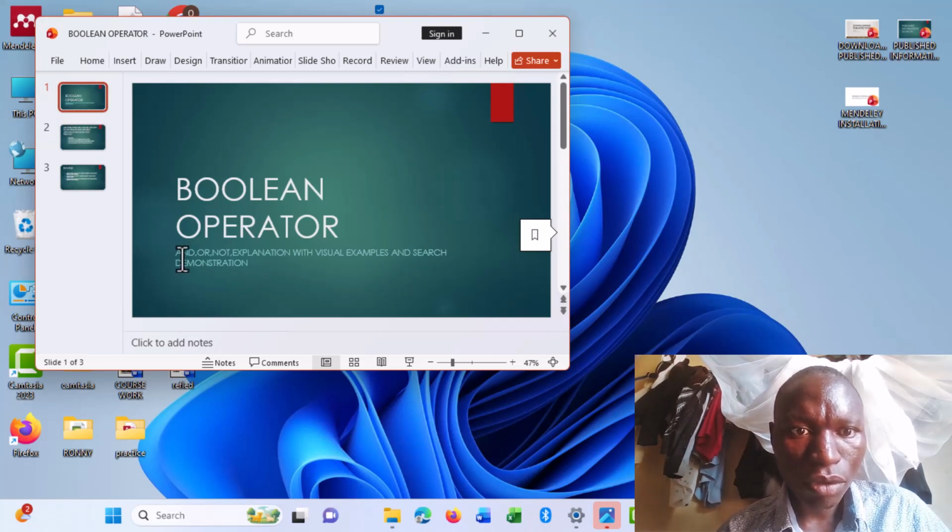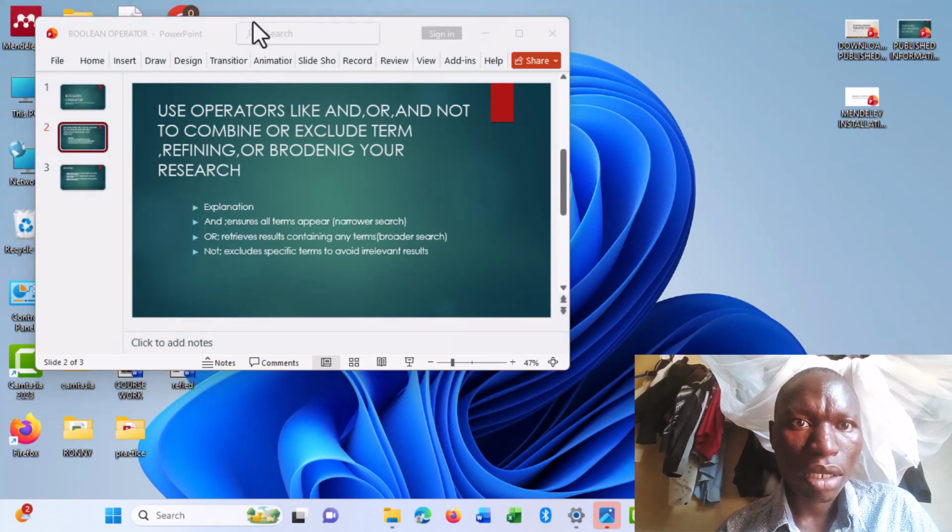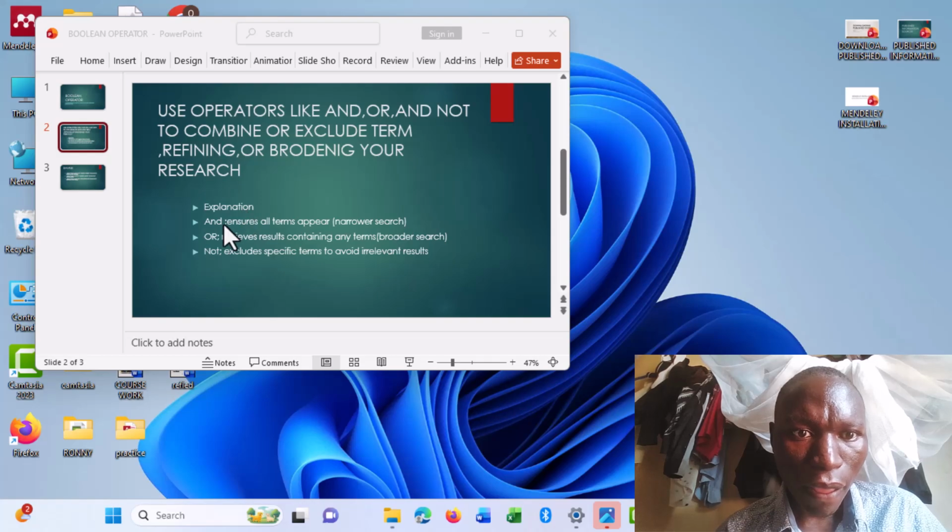Here we are going to look at the use of AND, OR, and then NOT. With this one, we are going to explain using some examples and then the research demonstration. On the second one, we are going to talk about the use of the operators, and we see how we can do the combination, the refining, and then broadening of our research. Here we are going to explain AND, and we are going to ensure all the terms appear.